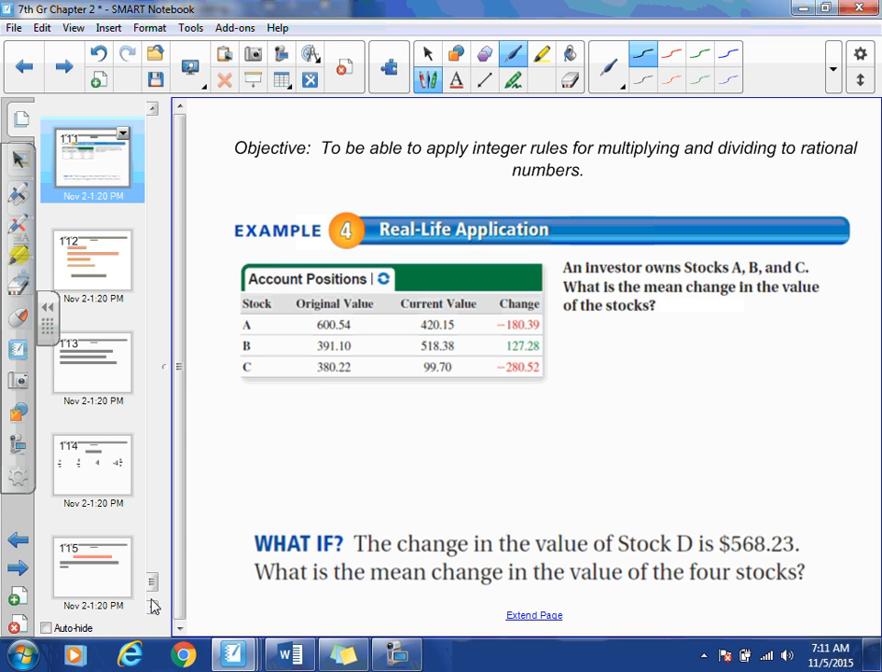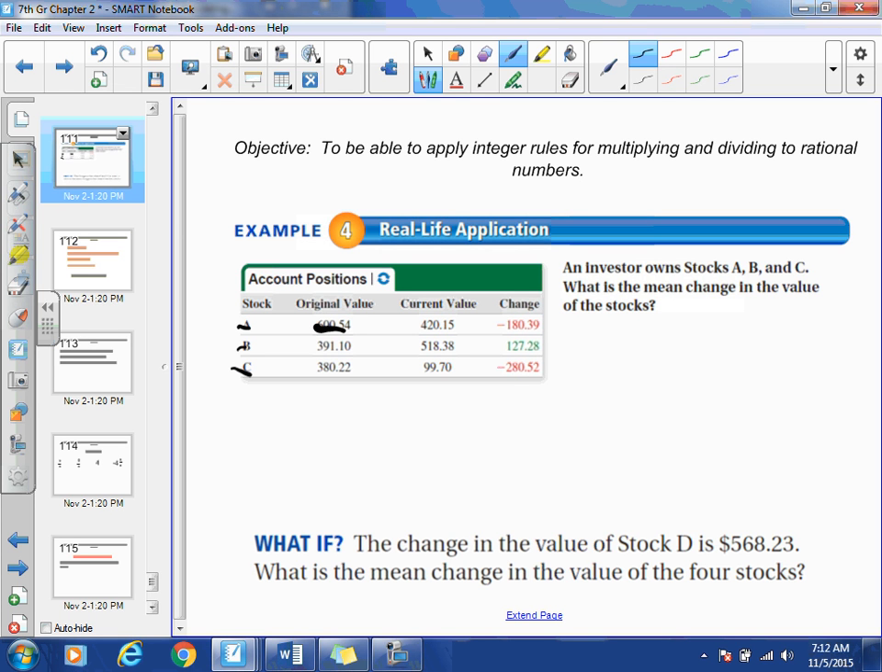All right. The best for last. Okay. An investor owns stocks A, B, and C. What is the mean change in the value of stocks? So stocks are things you can purchase with your own money that hopefully grow in value so that they're worth more than you paid for them when you're ready to cash in. So if I buy a stock for 10 bucks, hopefully in 50 years when I want to take out my money, it's worth a lot more than 10 bucks and I get paid more than 10 bucks for it. All right, so an investor owns stocks A, B, and C. Here they are. What is the mean change in the value of stocks?